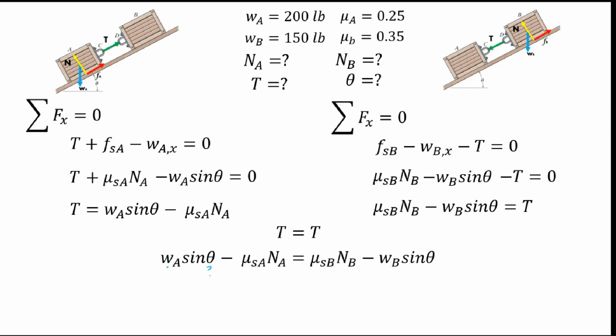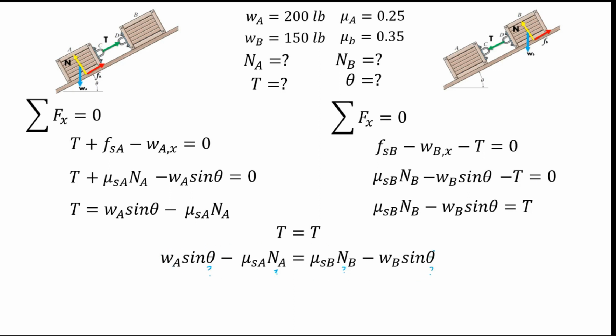So in this equation, we know what is the weight of A. We don't know what is the angle. That is our problem, so we have to solve for the angle. We know what is mu A. We don't know what is the normal force of A. We know what is mu B. We don't know what is the normal force of B. We know what is the weight of B, and we are looking for sine theta. So we cannot solve again if we just use this equation because there are two unknowns.